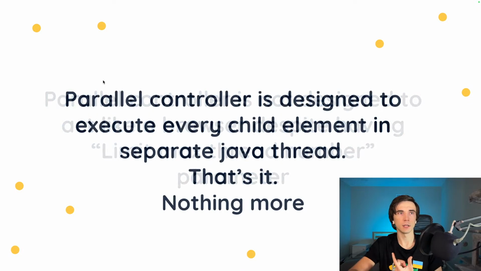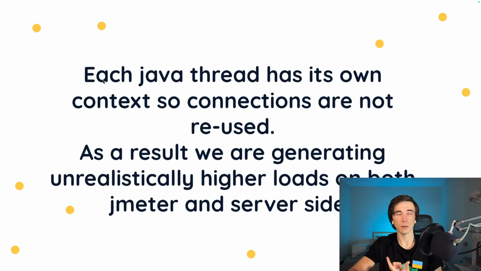Separate threads have their own context, and a new thread has new connections. That's the default JMeter behavior if we forget about the parallel controller and just consider the normal thread group and normal threads. Each new thread creates a new connection, because from the JMeter perspective, each new thread is a separate user, so it's a separate client. We need to establish a new connection, right?